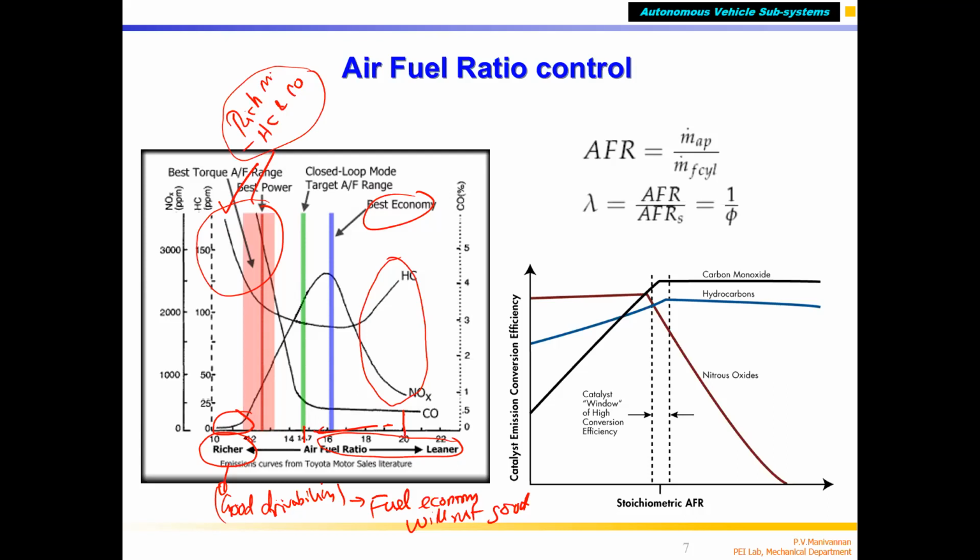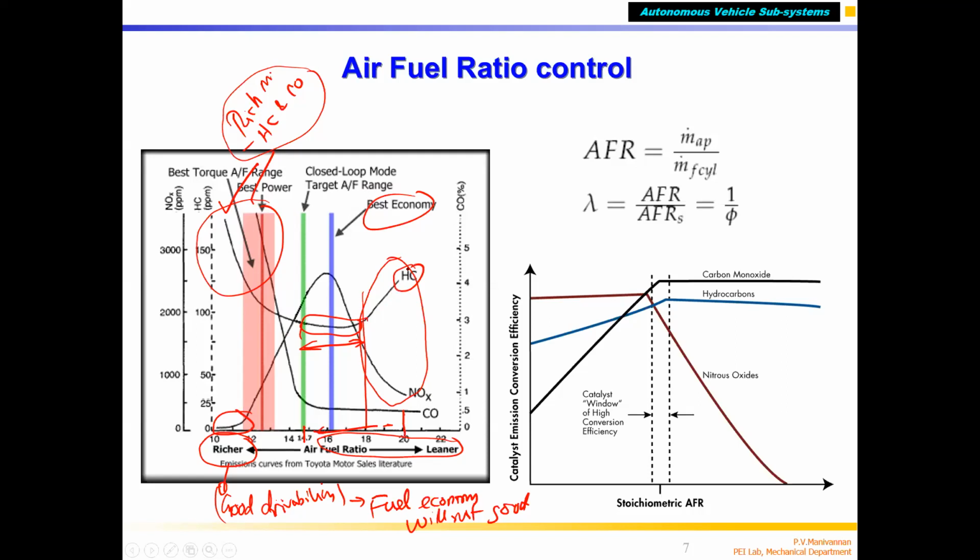But NOx is less. If you go to lean mixture, up to some extent, you can see that HC also is coming down. From rich mixture to this area, from 14.7 maybe up to 18, HC is less, not zero, but less compared to the rich region. But once we make it still leaner, irregular combustion happens.